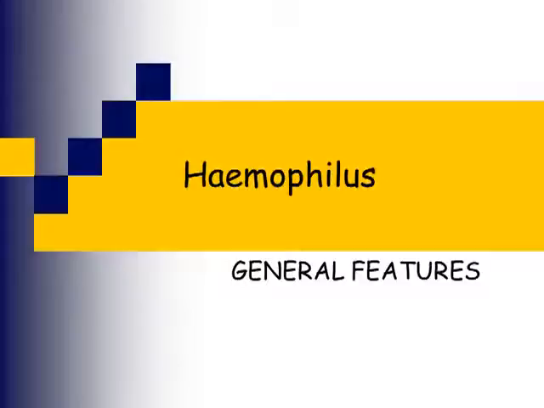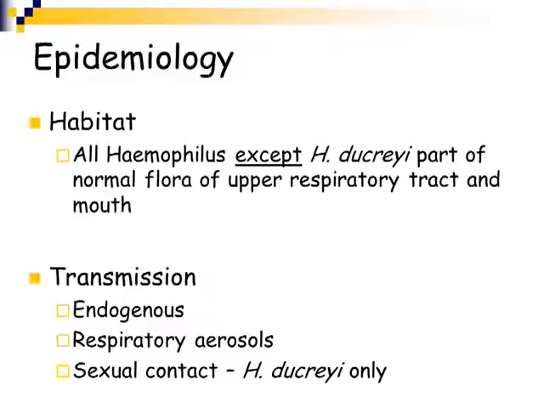We're now going to discuss the general features of the genus Haemophilus. All of the Haemophilus organisms except for Haemophilus ducreyi are part of the normal flora of the upper respiratory tract and the mouth. Remember, Haemophilus ducreyi is never normal flora, it's a sexually transmitted infection. Transmission of Haemophilus organisms is usually endogenous, so you infect yourself with your own normal flora, or through respiratory aerosols. You inhale a respiratory droplet from someone in close contact, or for Haemophilus ducreyi, through sexual contact.